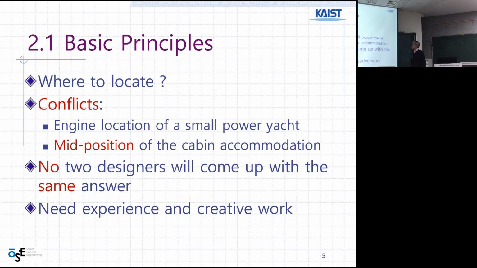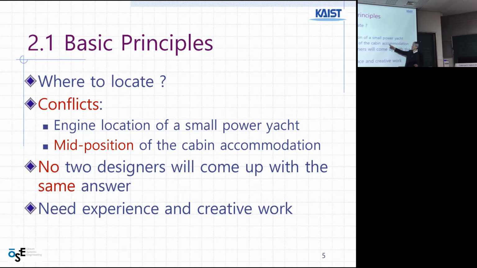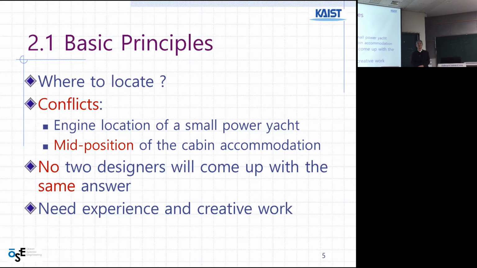For a small power yacht, the size is small, but the engine is not small, and it also creates problems, noise and vibration, and it conflicts with the positioning of the cabin accommodation, because a yacht is usually for fun, leisure, right? Not for business. So the cabin accommodation is most important. Relaxed, quiet, comfortable accommodation is the highest priority for that yacht. And if the engine is just beside it, then it is not so good. But the engine requires some space even though the yacht is small. Very similar to your passenger car: the location of the engine and the passenger and driver seats, and designers should locate them, right?